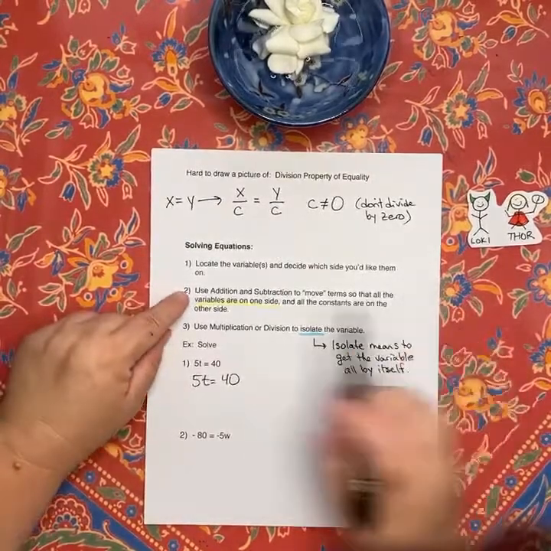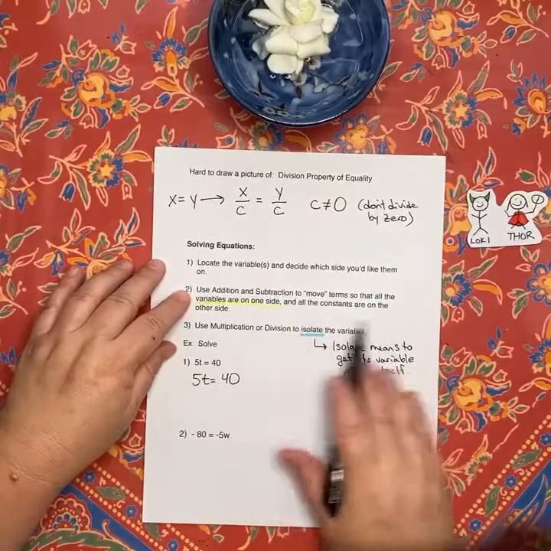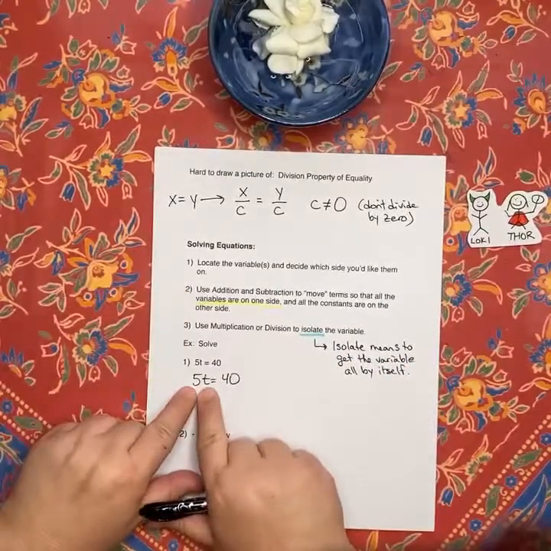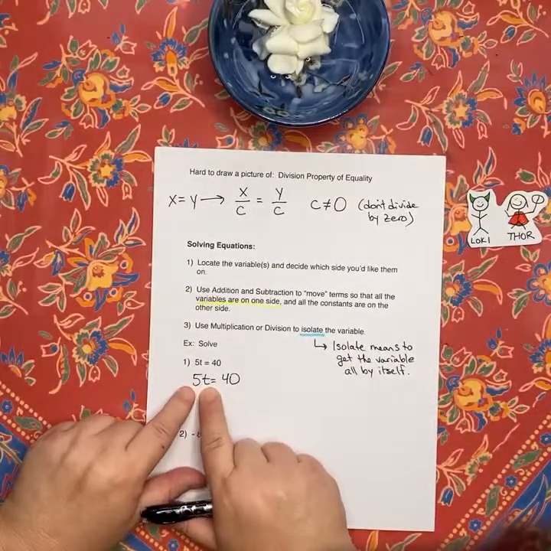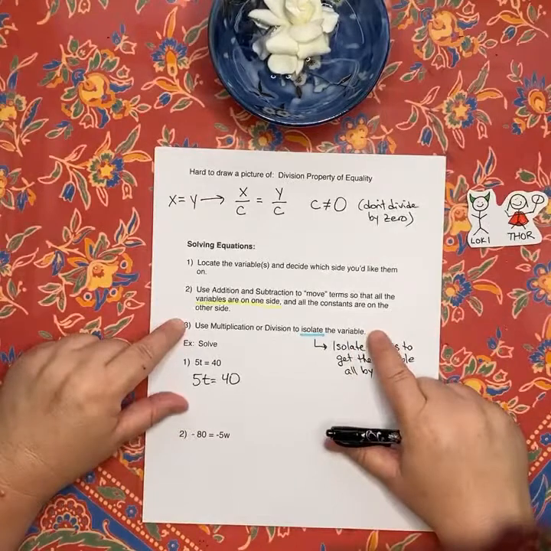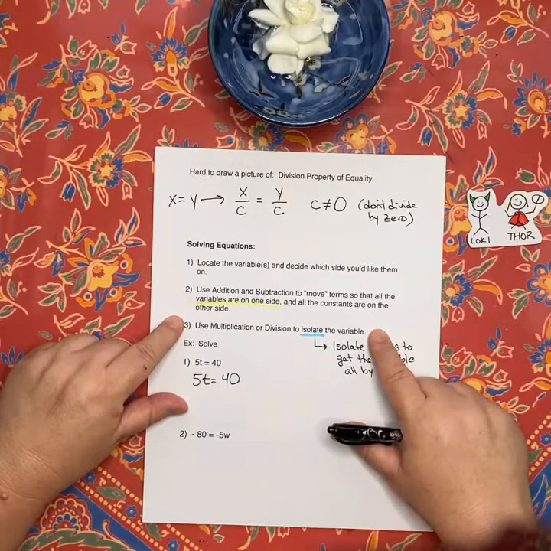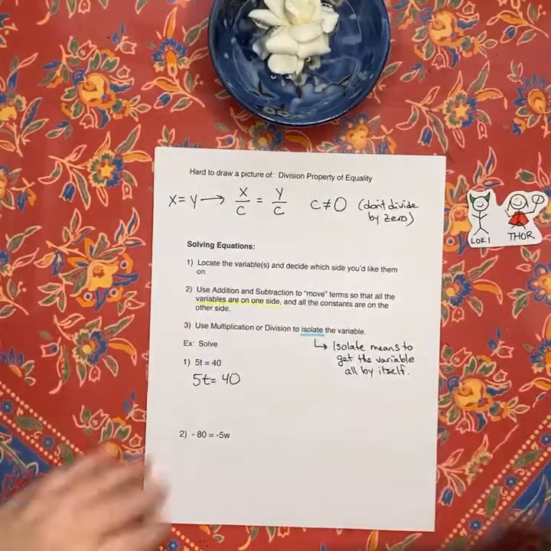Okay, step 2, use addition and subtraction to move terms so that all the variables are on one side and all the constants on the other. Well, the t is over here by itself with a 5 and the 40 is on the other side. I don't need to move any terms. We're okay there. Use multiplication or division to isolate the variable. Generally, you want to look at what's actually happening and do the opposite thing. So what does that mean?